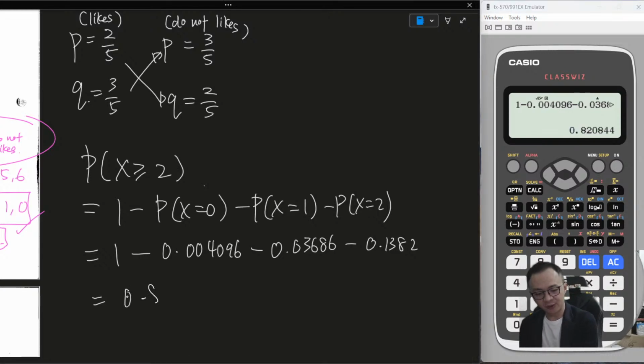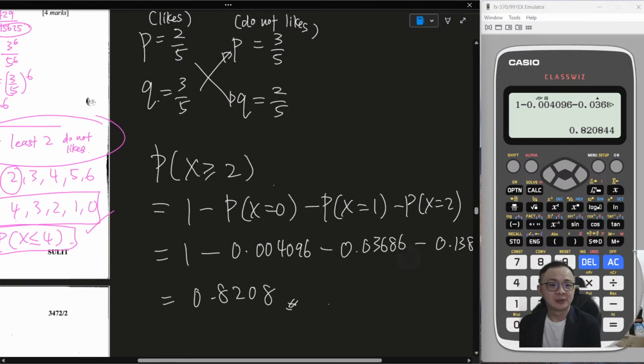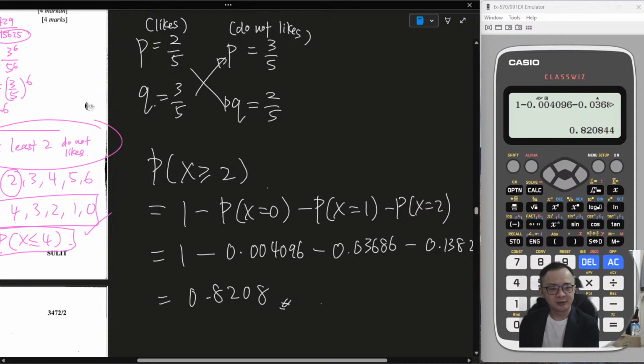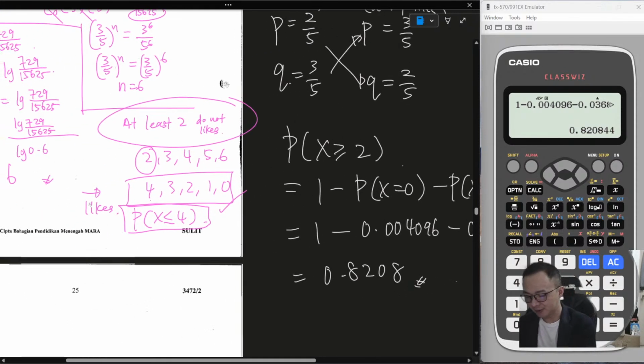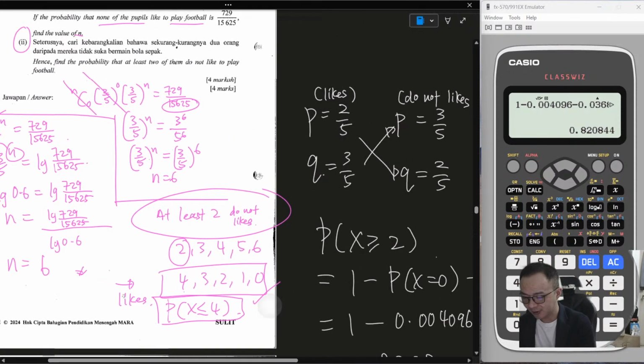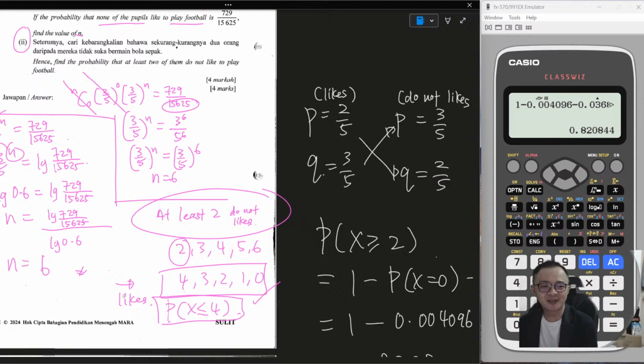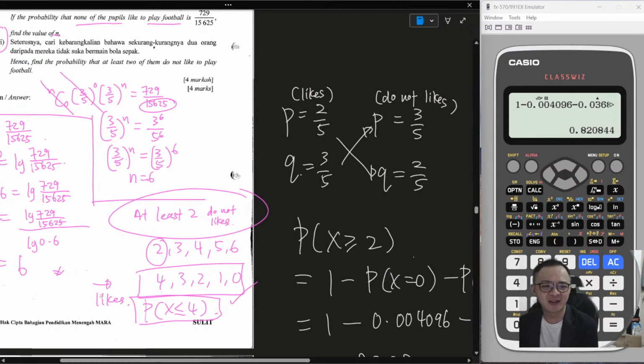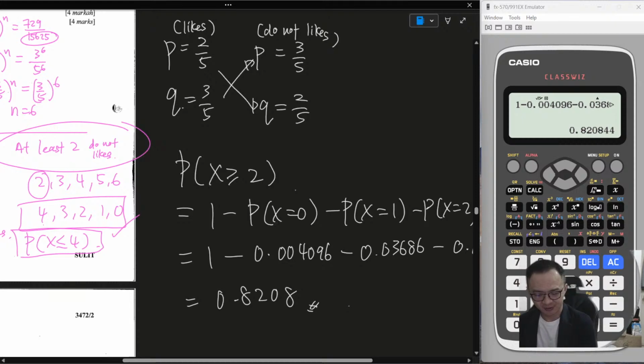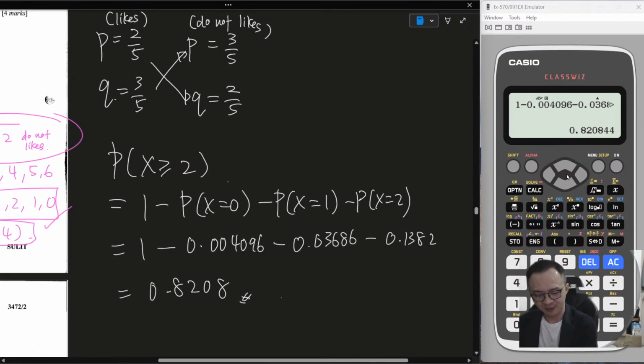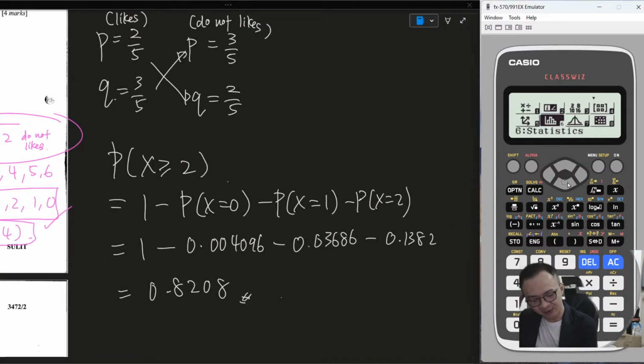Okay, so this one will be your final answer. At least 2 of them do not like to play the football, isn't it? But why is my answer different from the marking scheme? The marking scheme is 0.9590. Did I copy wrongly just now?